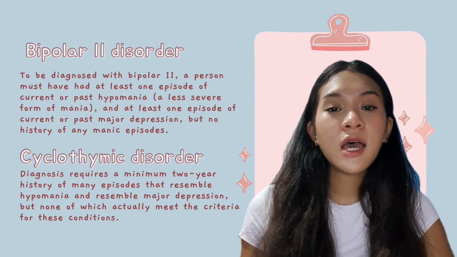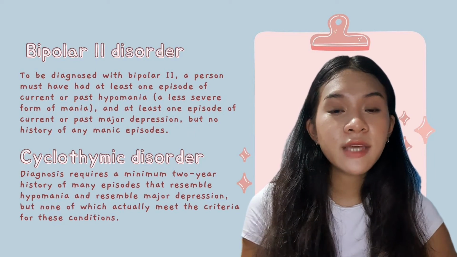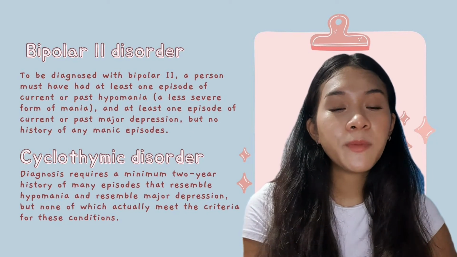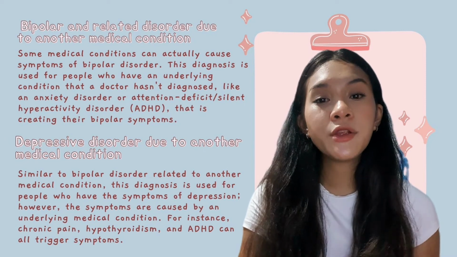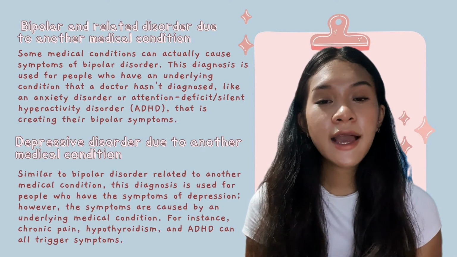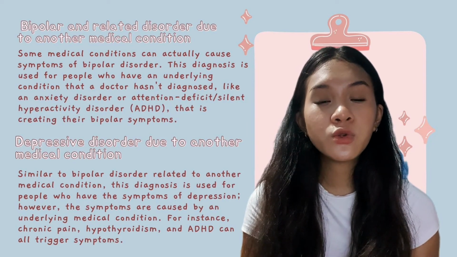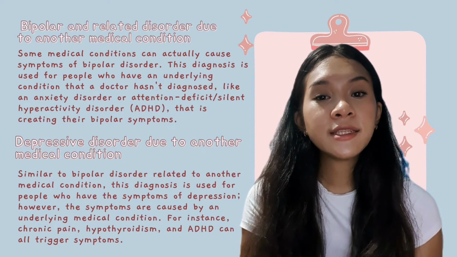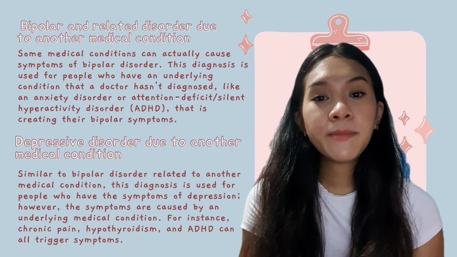We also have cyclothymia, or cyclothymic mood disorder. It is a mild type of mood disorder characterized by mood swings and episodes of depression and also hypomania. Then there is bipolar or related disorder due to other medical conditions, because some other medical conditions can actually cause symptoms of bipolar disorder. This diagnosis is used for people who have underlying conditions that the doctor hasn't diagnosed yet, and that are creating these bipolar symptoms.